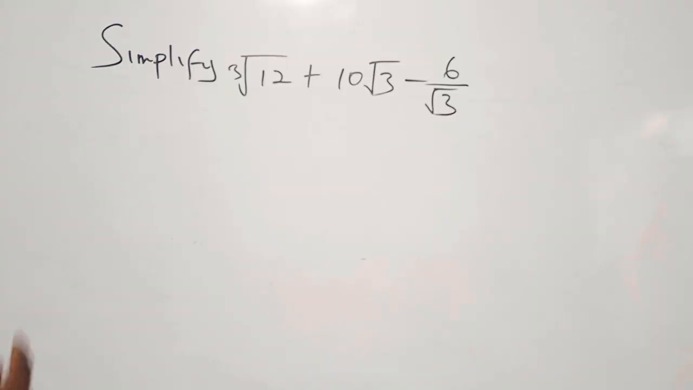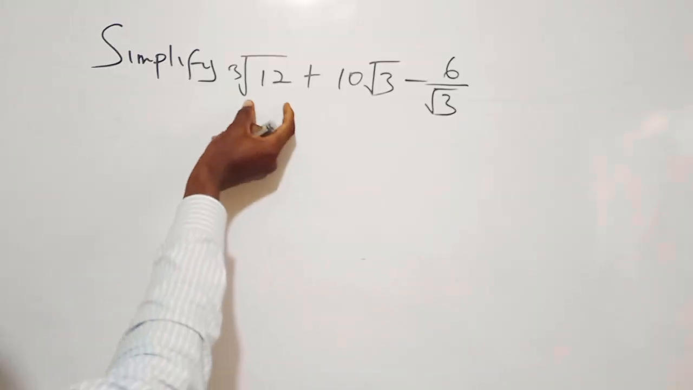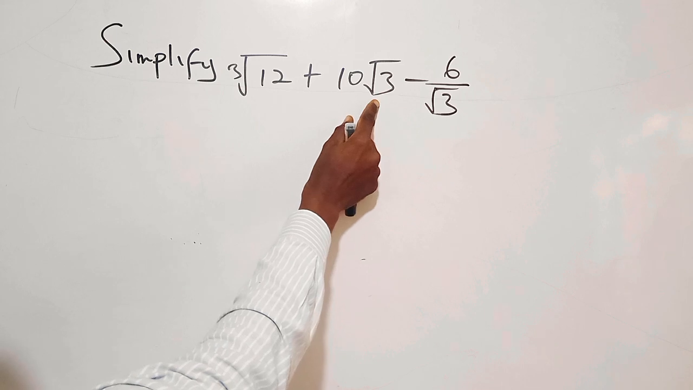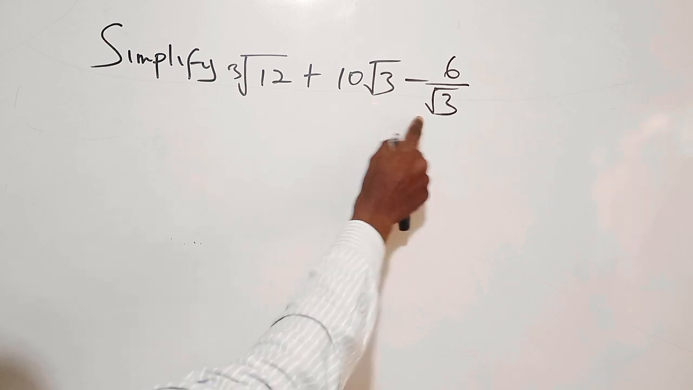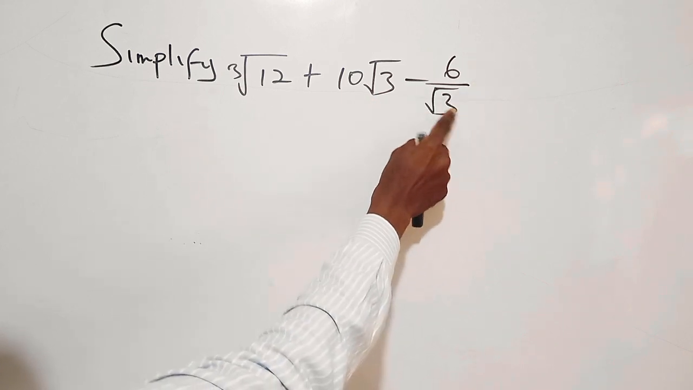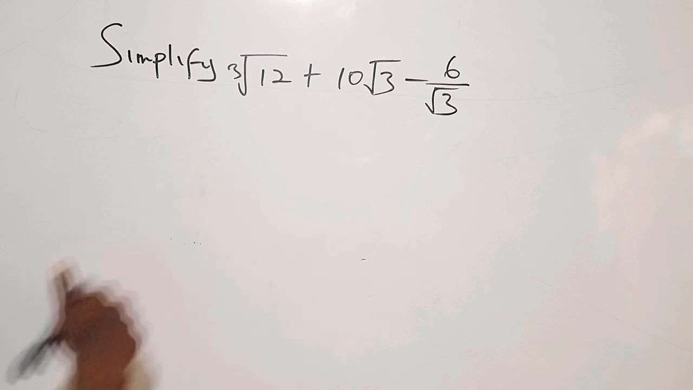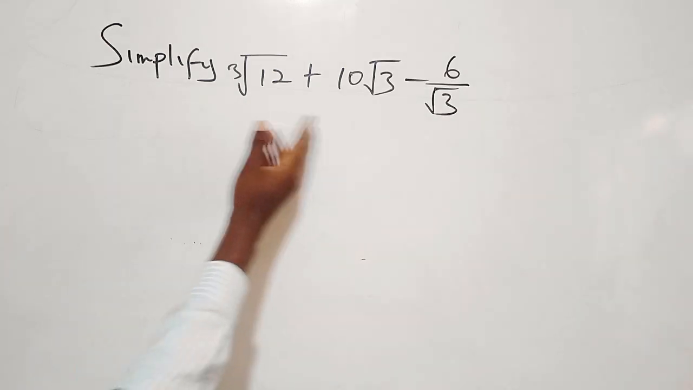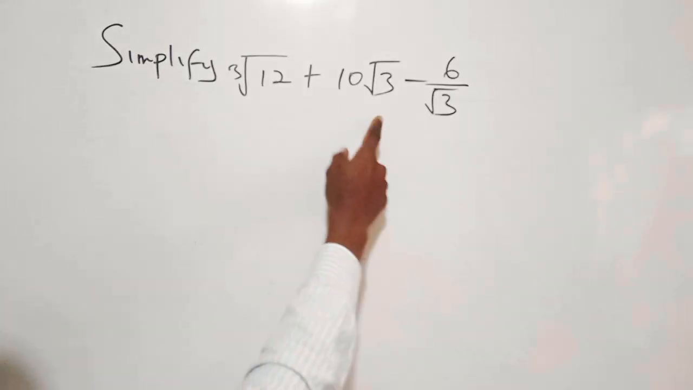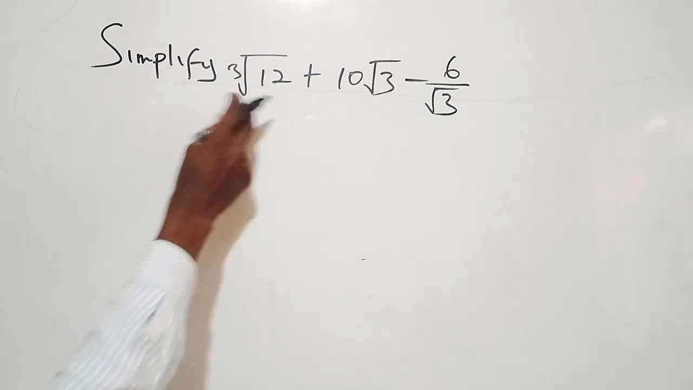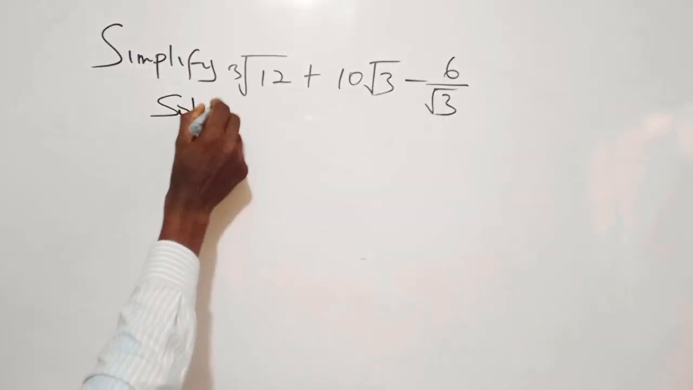The question says we should simplify 3 root 12 plus 10 root 3 minus 6 divided by root 3. We should simplify this expression. So this is a surd expression. So how do we go about this? Solution.